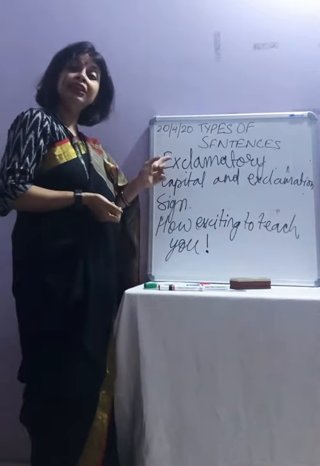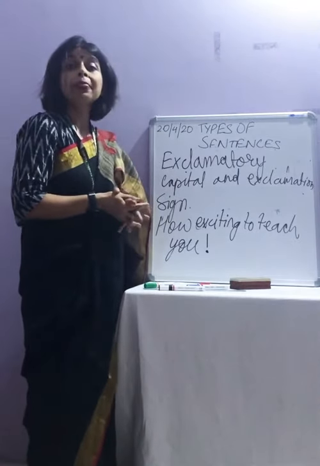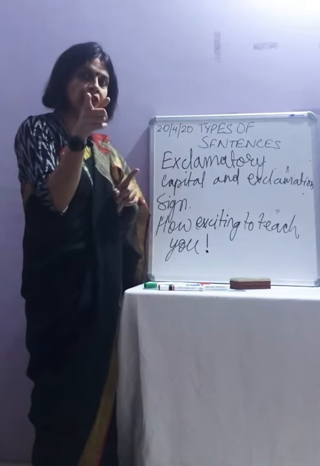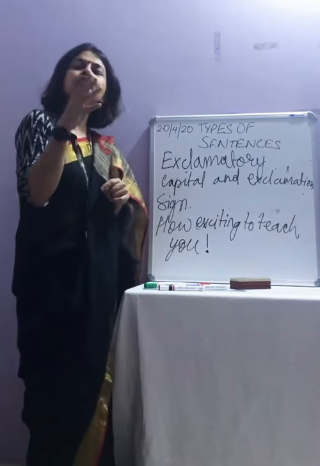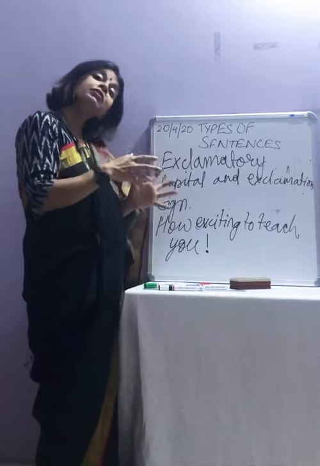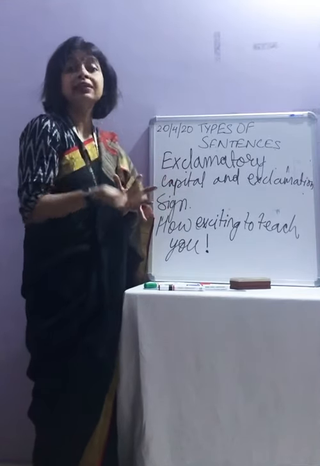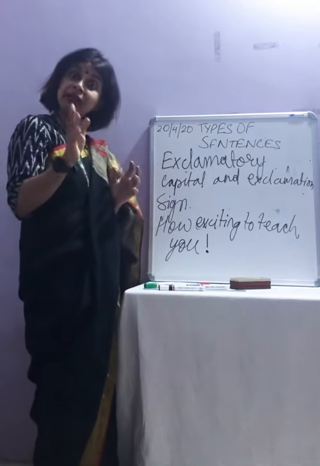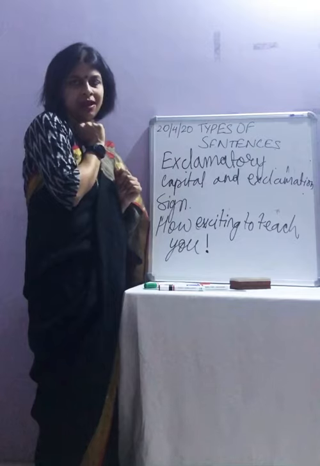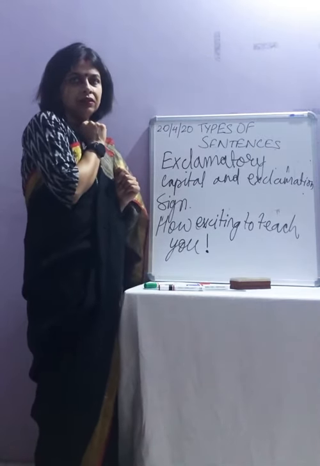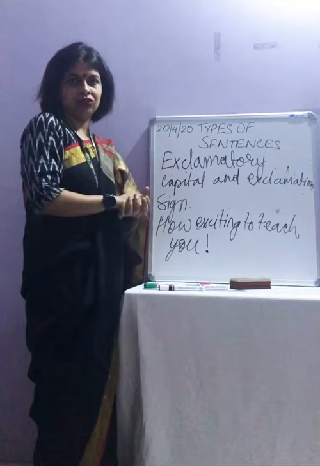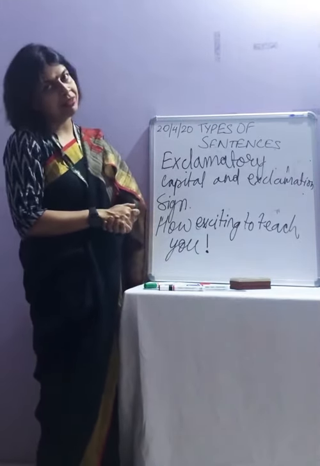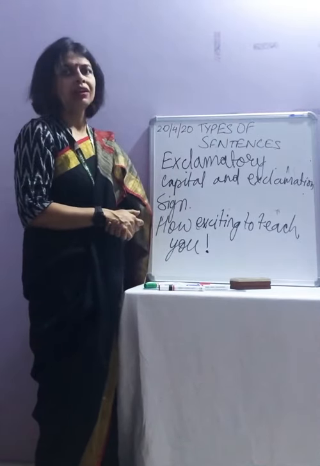Now, I had talked about the declarative in the recapitulation. Now, let's do a quick recap of the other three. Interrogative. Who are you? Of course, you're my students. So, who are you is a question. So, that becomes a question or an interrogative sentence. How wonderful you look. So, that becomes an exclamatory. It has an exclamation mark. Alright. Go out of the classroom. That becomes an order, a command. So, that is an imperative sentence. Is it clear, children?